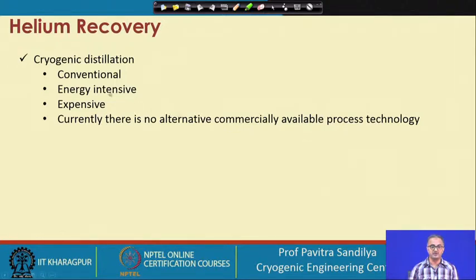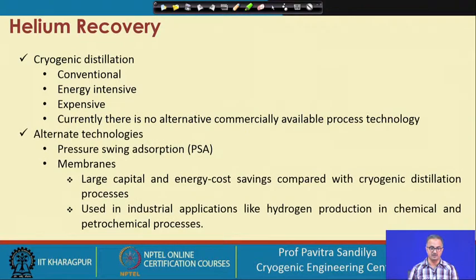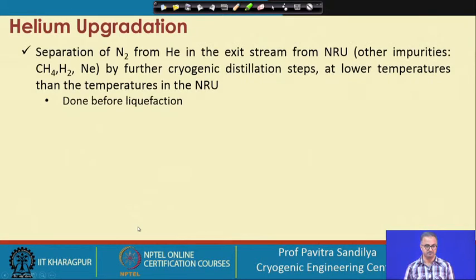In helium recovery, first we have cryogenic distillation. This is a very conventional method, but like any other distillation process it is quite energy intensive, so it is quite expensive, and currently there is no commercially available alternative process technology for helium recovery. Other technologies are being developed, that is membrane and pressure swing adsorption, and they have large capital and energy cost savings compared with cryogenic distillation. They are used in industrial applications like hydrogen production in chemical and petrochemical processes, but not so much for helium recovery.